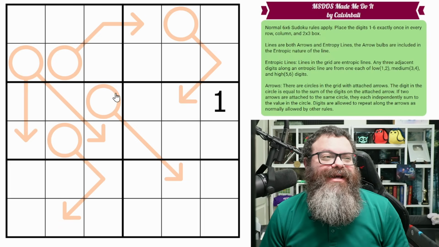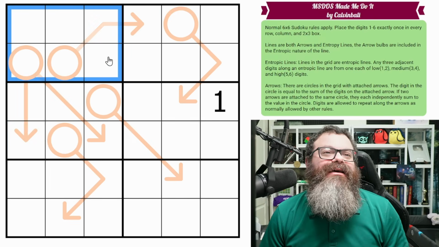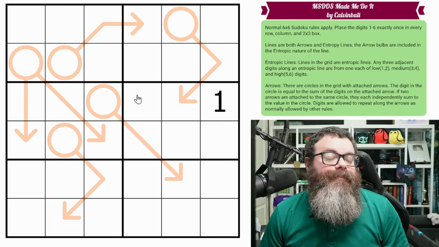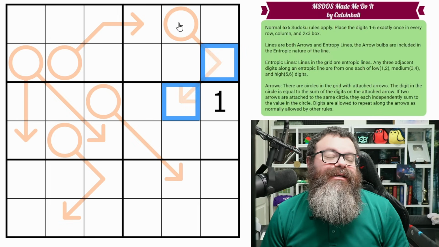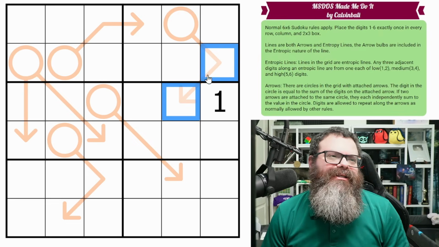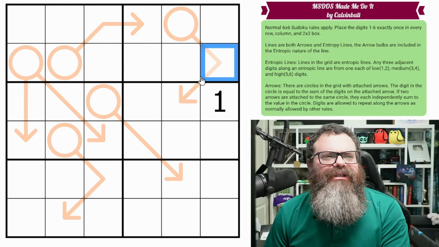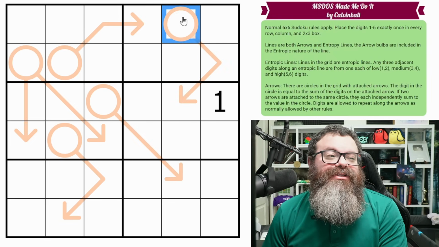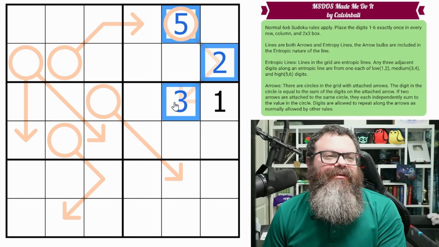So we have normal 6x6 Sudoku rules. In each row, each column, and each 2x3 box, we are placing the digits 1 to 6 exactly once each. Now, we have these arrows in the lines connected to circles, basically. The way these work, we'll go over the arrow rules first, actually. Whatever digits are on the arrow, whatever their sum is, that goes in the attached circle. So if this was, say, 2, 3, 2 plus 3 is 5, we put a 5 in the circle.